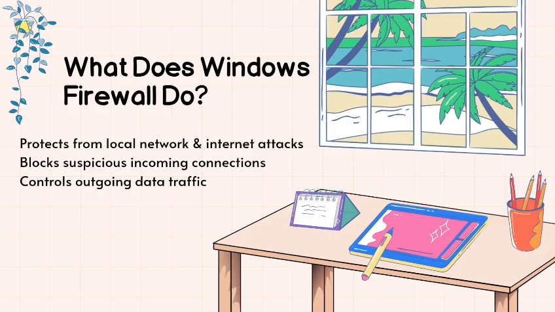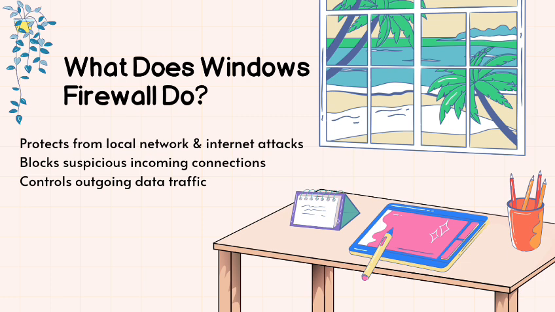So what does the Windows Firewall do? Windows Firewall protects your system from network-based attacks. It can block unauthorized incoming connections, it can control outgoing connections from apps, and it can also stop malware like worms and Trojan horses that spread through networks. Basically, it acts as a gatekeeper between your computer and the outside world.